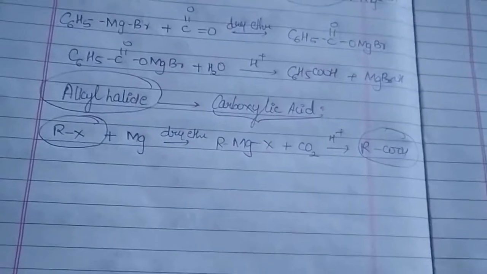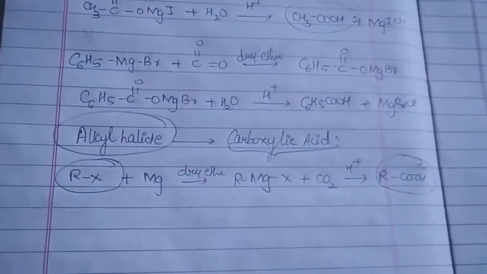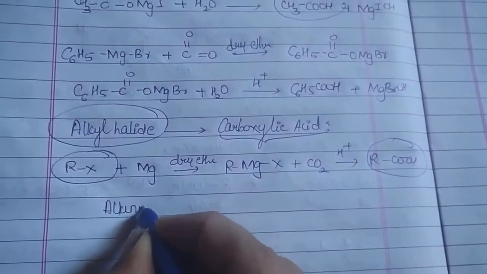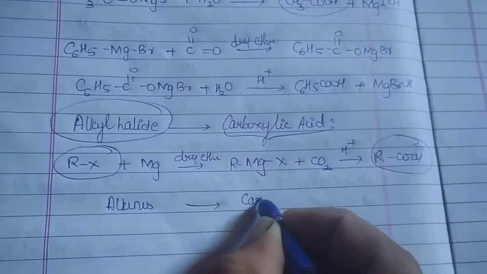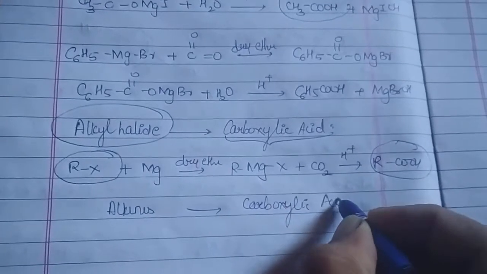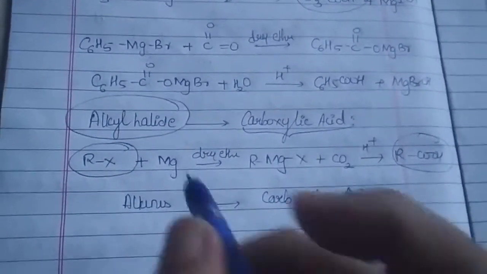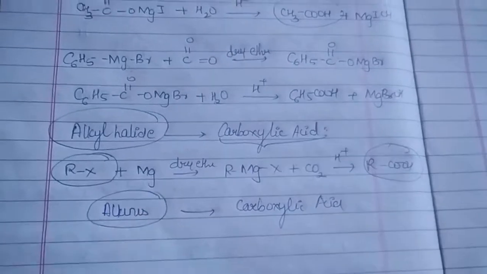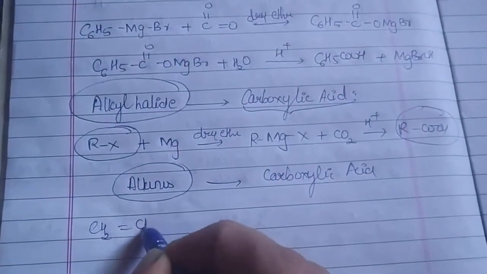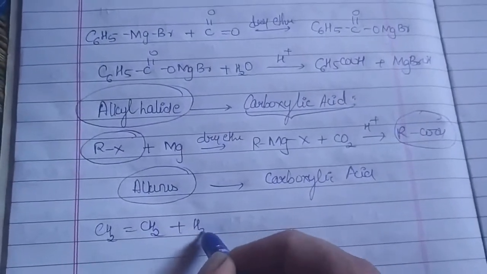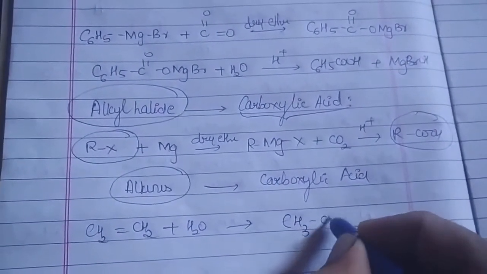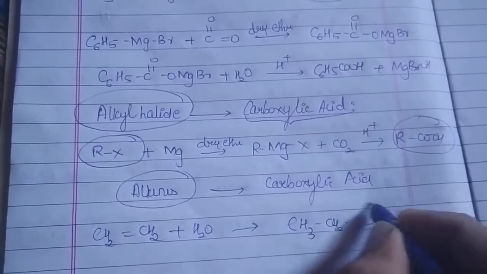For example, if I ask you, how can you prepare carboxylic acid from alkenes? How can you prepare carboxylic acid from alkenes? What will be your answer? How can you prepare it? Yes, by the hydration of the alkenes, that is, symmetrical alkenes. For example, if I take CH2=CH2, in the presence of H2O, what is it going to give you? An alcohol, CH3CH2OH, which is what?